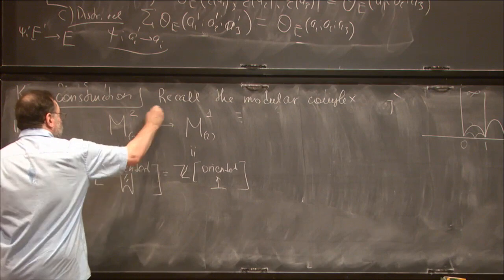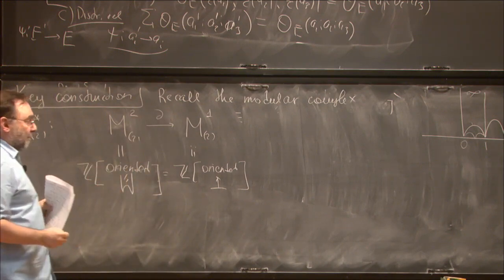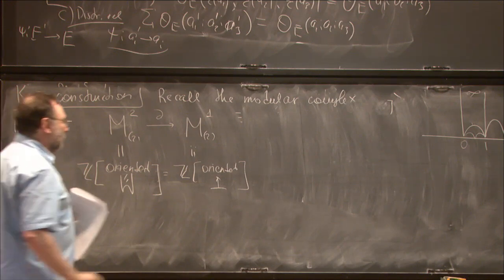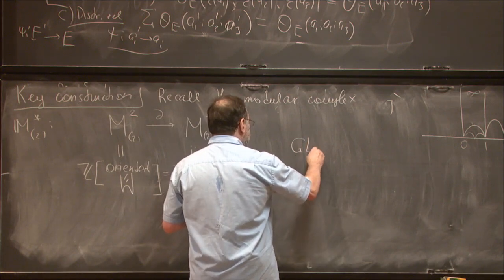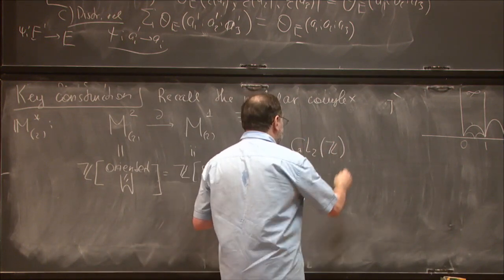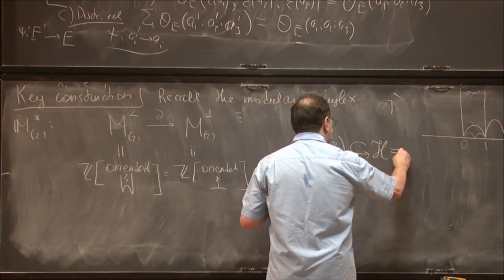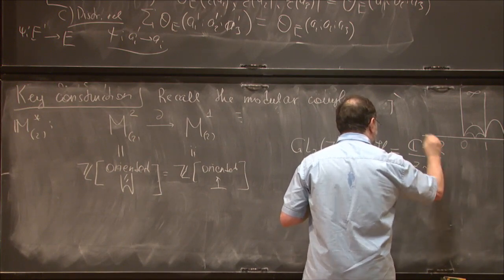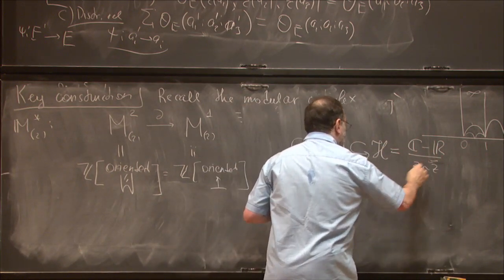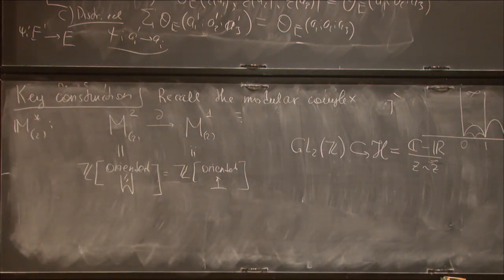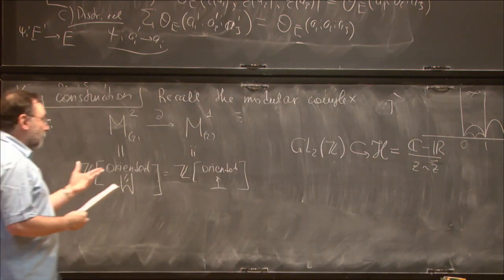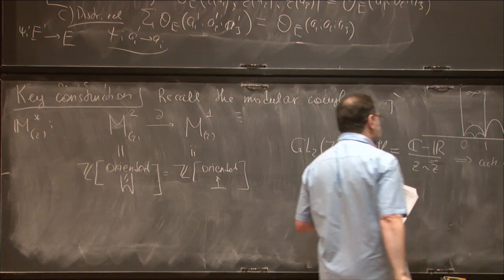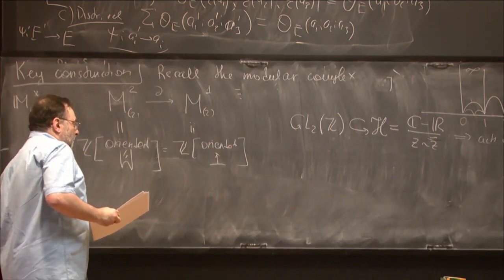And so there is a natural differential here. So that's a point. You have GL2Z. It acts on the upper half plane, because it's just C minus R, divided by z equivalent to z bar. So this is a GL2Z module. And it acts here, and therefore acts on whatever we consider on the modular complex. And now the theorem.